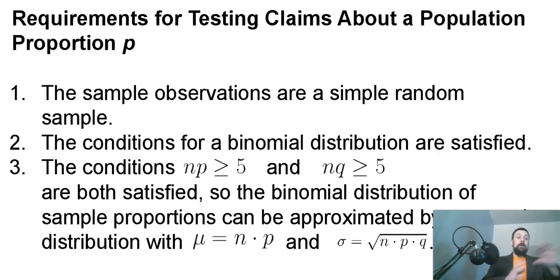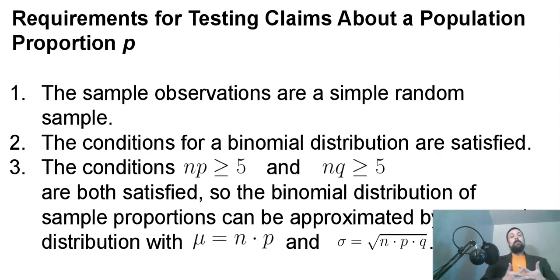But in the real world, if you wanted to test a claim about a population proportion, you would want to make sure that these requirements are satisfied. Otherwise, you can go through the process, but if these requirements aren't satisfied, the results are questionable.